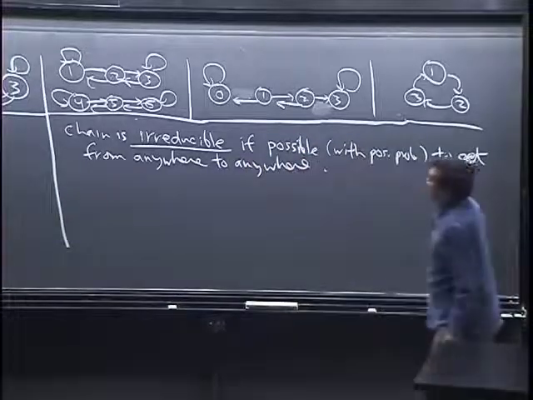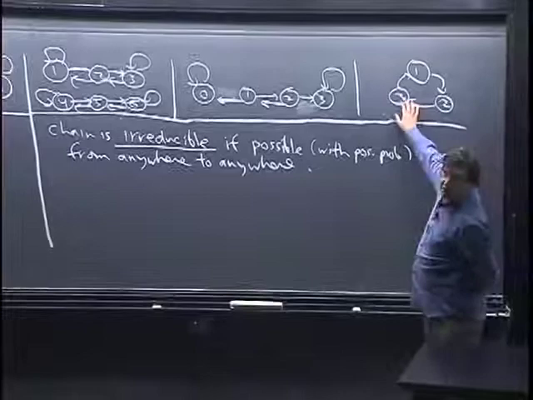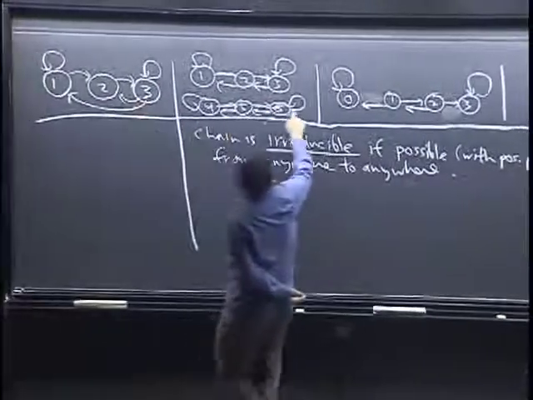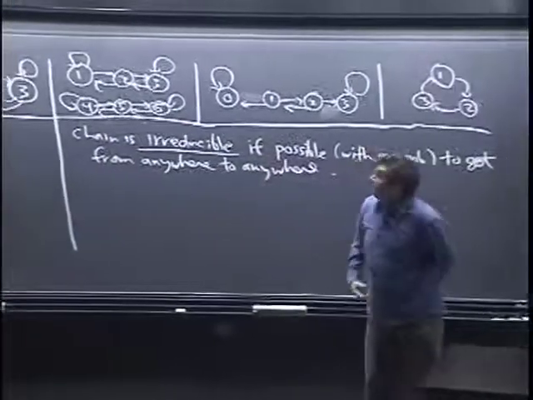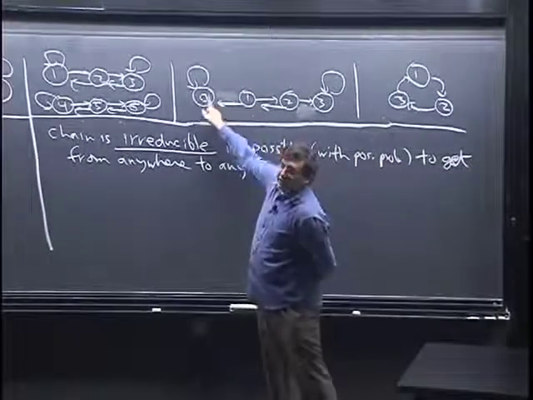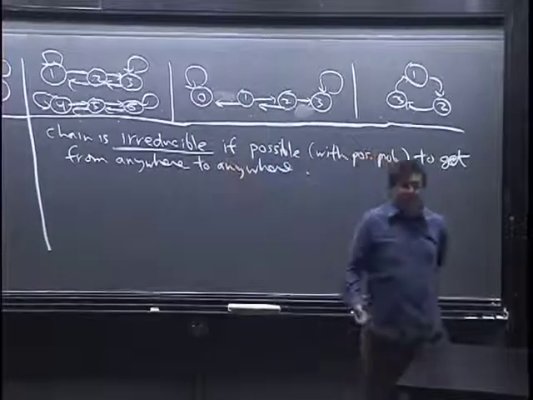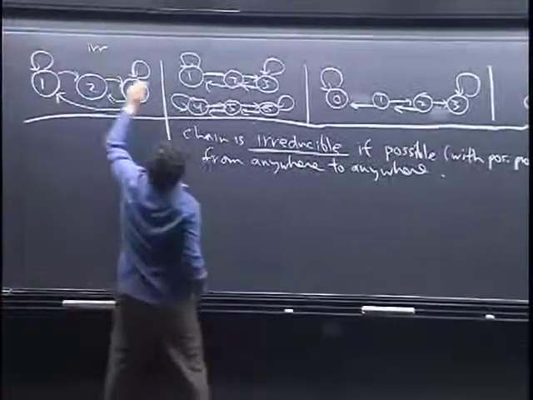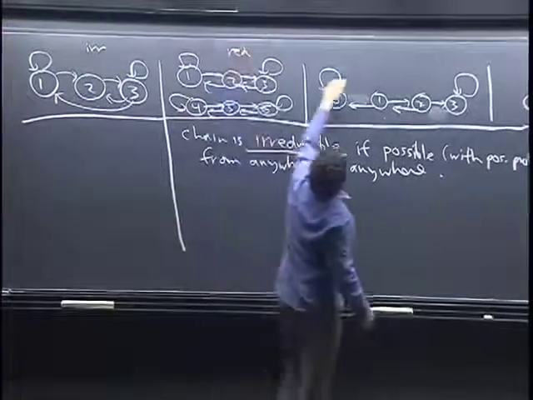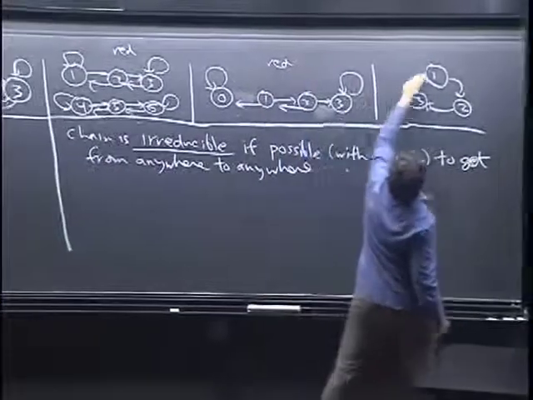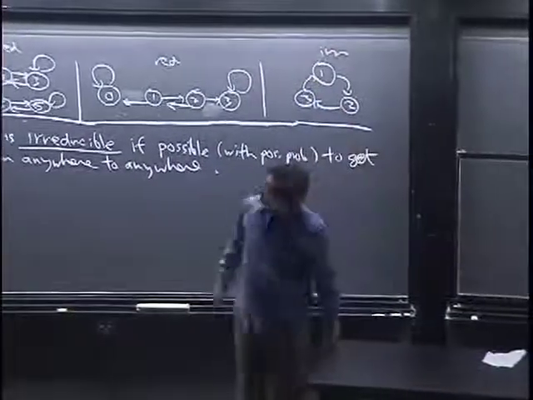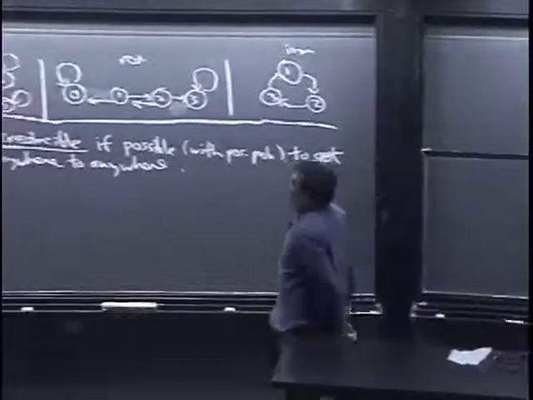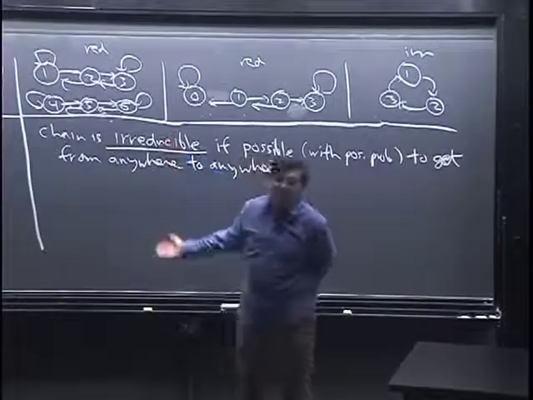Okay, so just looking at these pictures, clearly this one is irreducible because you can get from anywhere to anywhere. This one's irreducible, and these two are not. You can get from state 1 to state 0, but you can't get from state 0 to state 1. Once you're at state 0, it's trapped. So I'll just write IRR for irreducible, and Red stands for reducible, just for right now. You can just see that by looking at the pictures, right?